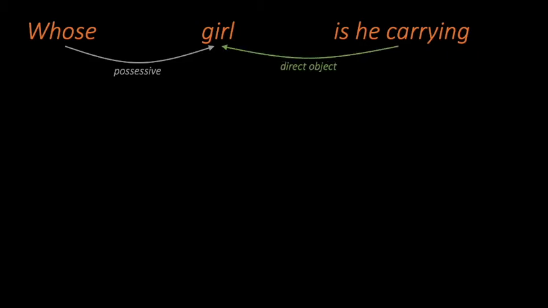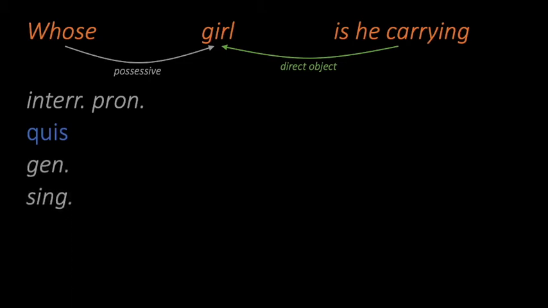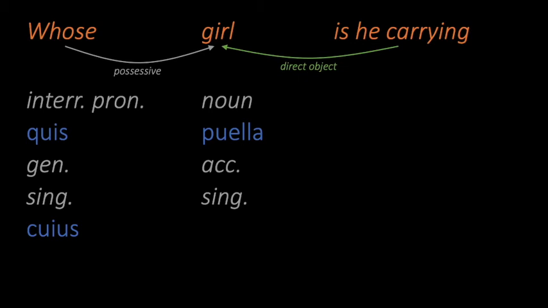Now let's determine the forms of the Latin words we will need. Whose is an interrogative pronoun, so it will be some form of quis. Because it is in a possessive role, it will need to be in the genitive, and it is singular. So the exact form we need here is quius. Girl is a noun, and the Latin word for girl is puella. Because it is in the direct object role, we need the accusative case, and the number is singular. So we are looking for the am ending, and the inflection is puellam.